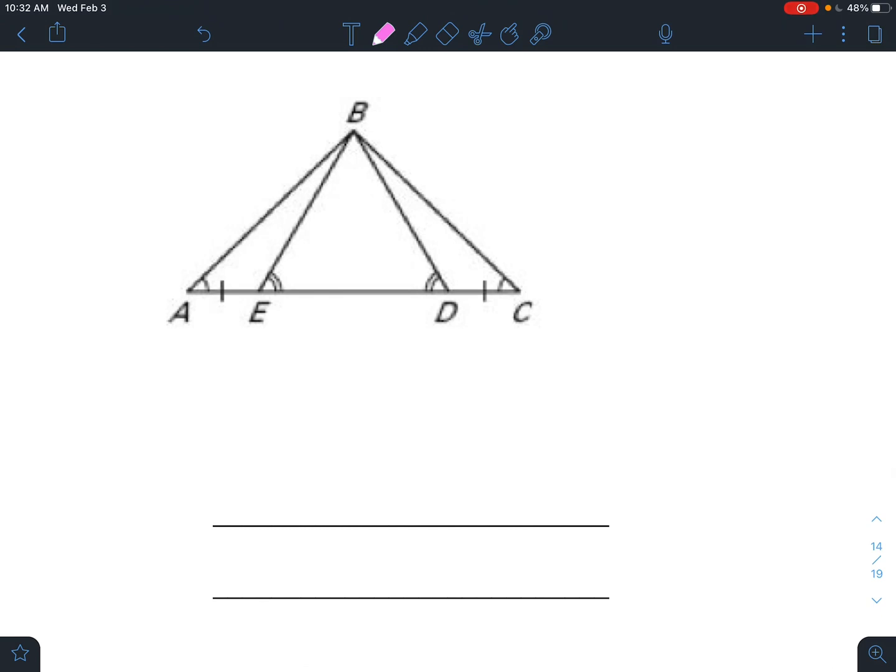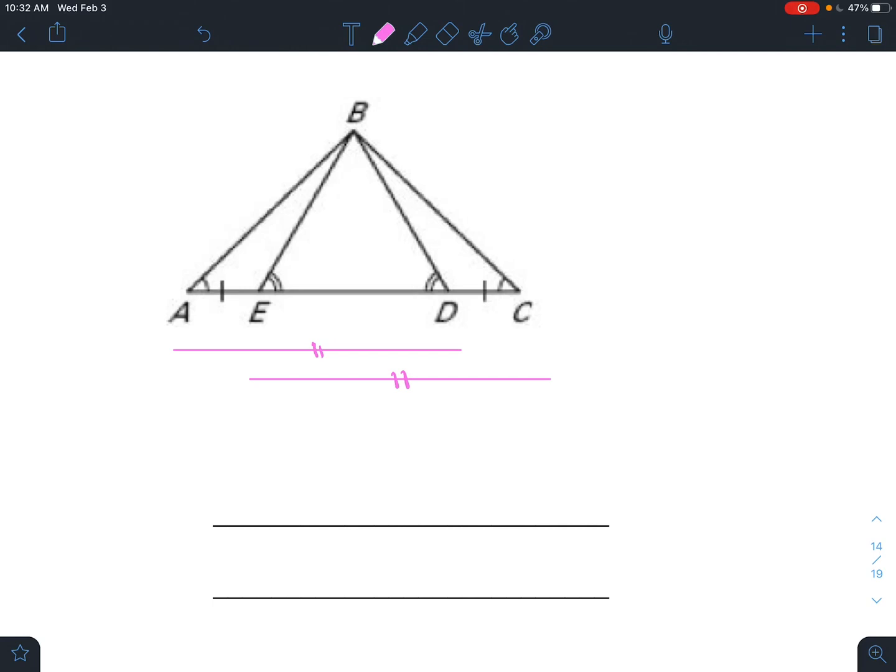All right, so here, sometimes it's easiest to, like I said, take these things apart. Not only do they share ED across the bottom, so AD will be congruent to EC, but also notice they share some angles at the top.